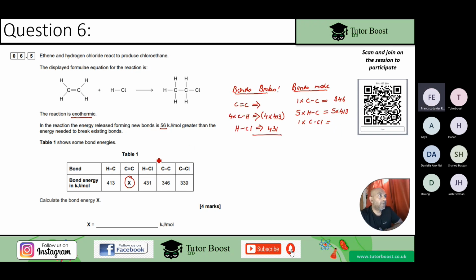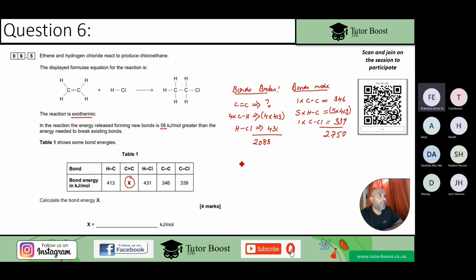Okay, right. Carbon-hydrogen, 430. I just want to check. Yeah, and carbon-chlorine is 339. So if you work out the total of these, you should get 2750, and here you should get 2083. Remember, this is what we are trying to actually find out.